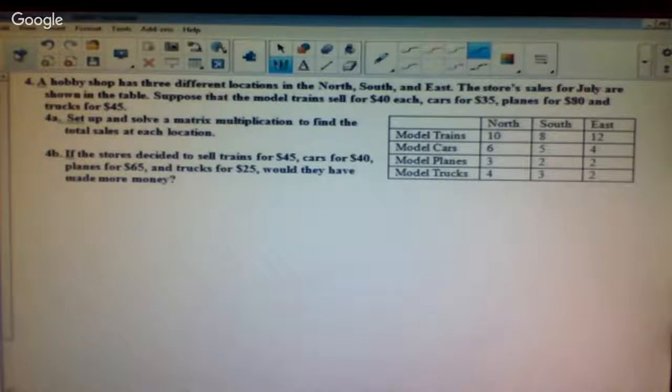All right. A hobby shop has 3 different locations in the north, south, and east. The store sales for July are shown in the table. Suppose that the model trains sell for $40 each, cars for $35, planes for $80, and trucks for $45. Set up and solve a matrix multiplication to find the total sales at each location. So, what they give you is going to be one of your matrices. You need to create the other matrix to multiply.